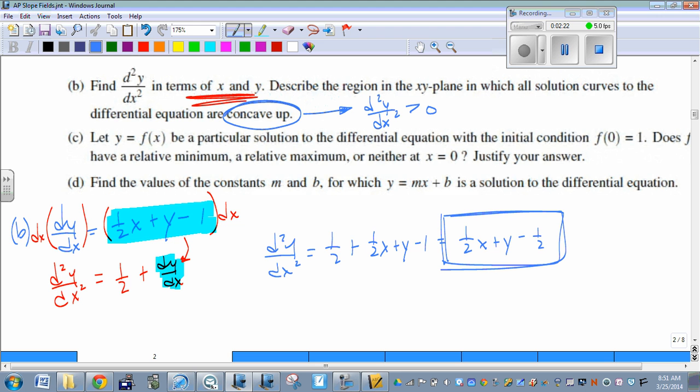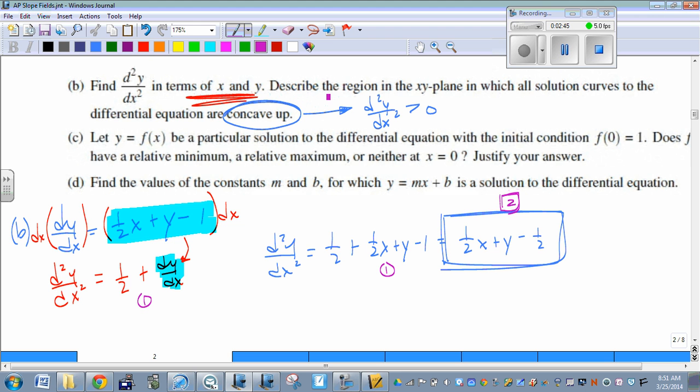That part is worth 2 points. First one for doing the original derivative, second one for substituting that in and simplifying. So we get a total of 2 points for that part of the problem, but we're not done. You need to be careful with AP questions because a lot of times you'll get an answer and you think you're done, but there was maybe a second part to that.